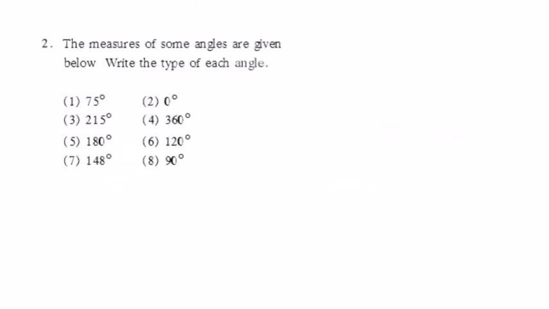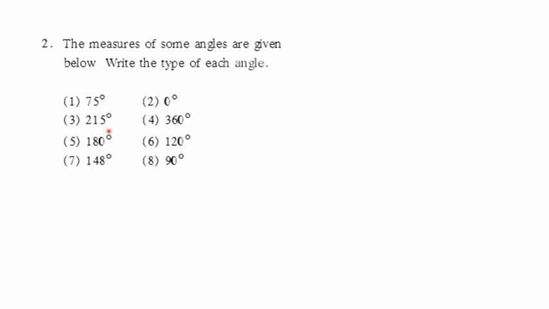Next question is, the measures of some angles are given below. Write the type of each angle. So here the measures are given and we need to write the type of the angle. Let's look at the first one, 75 degrees. The measure is less than 90 degrees. So any angle which is less than 90 degrees is an acute angle. Second is 0 degrees. 0 degrees is a zero angle.